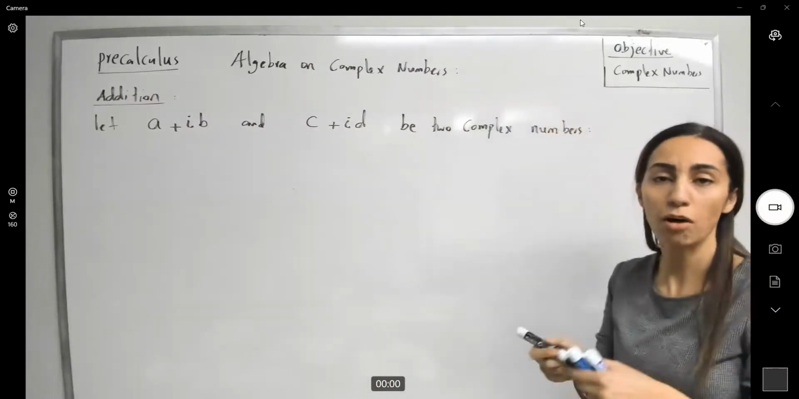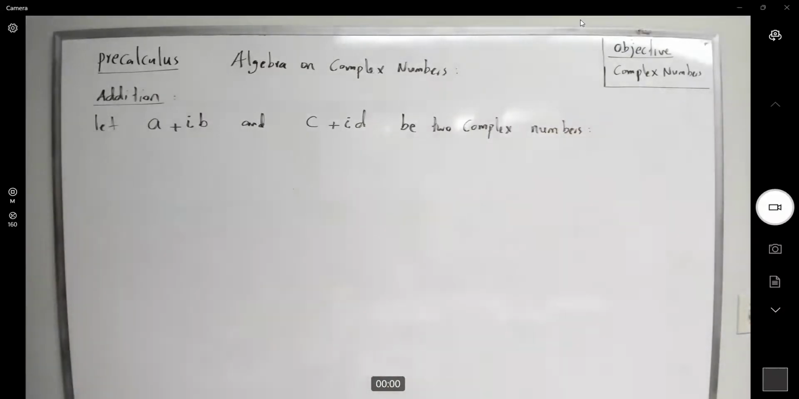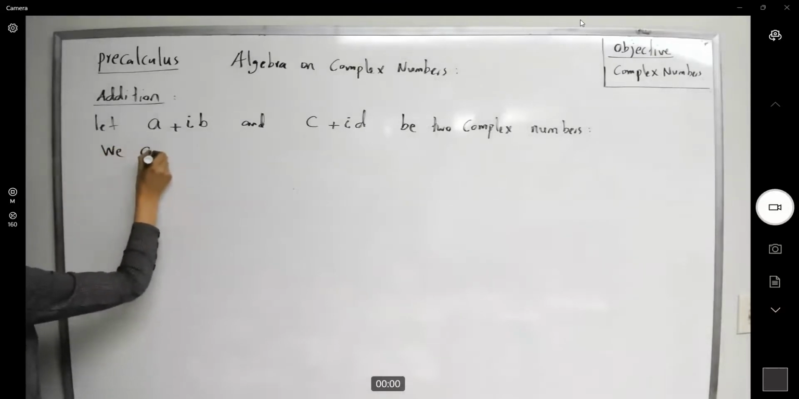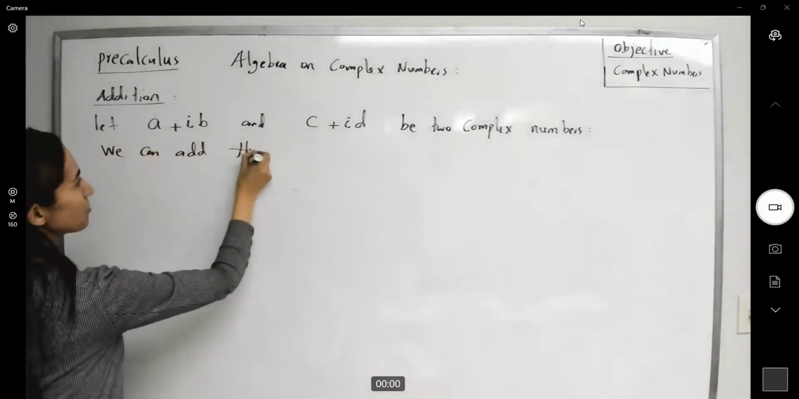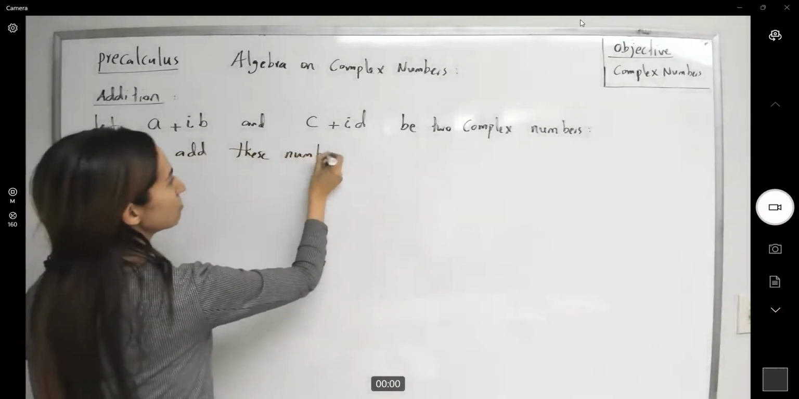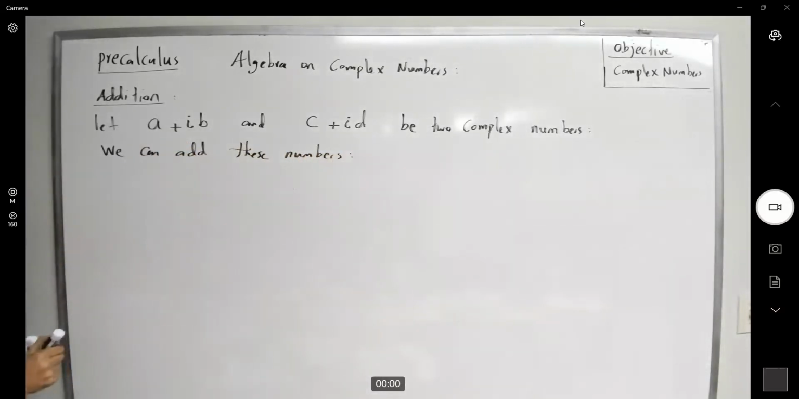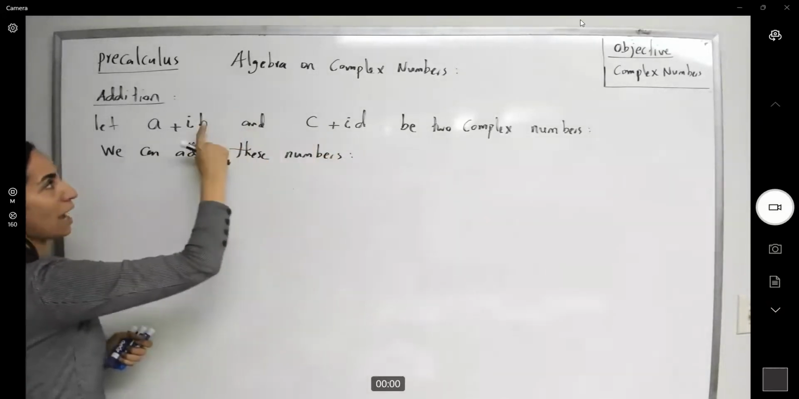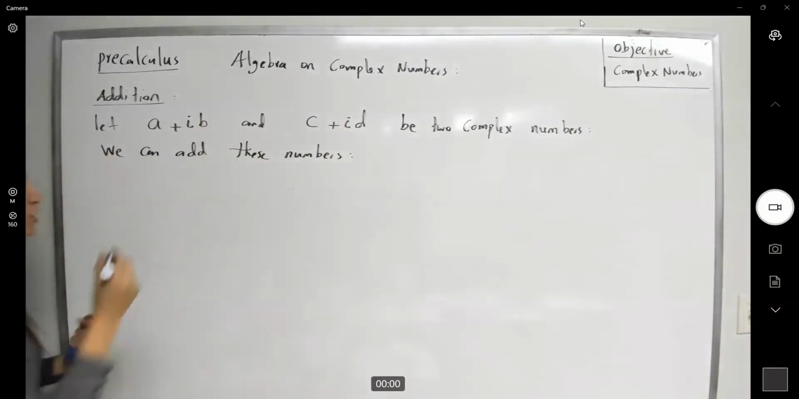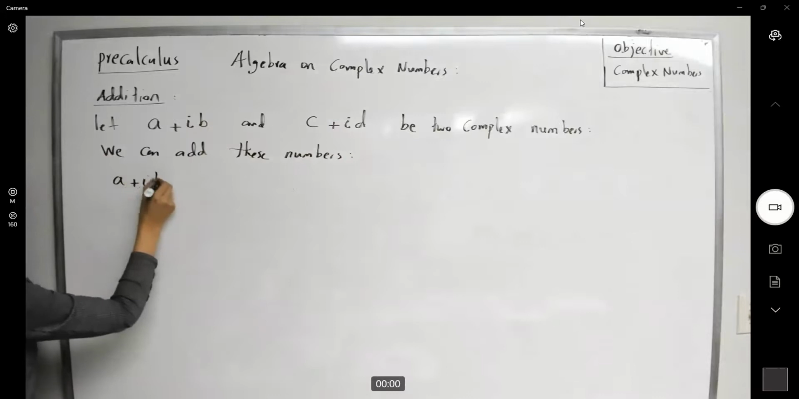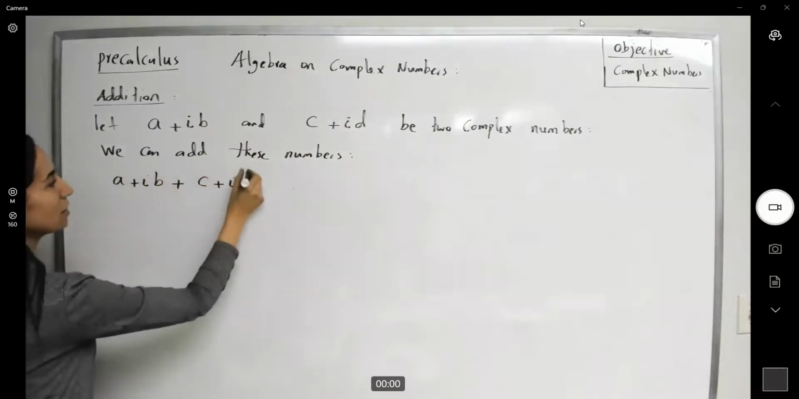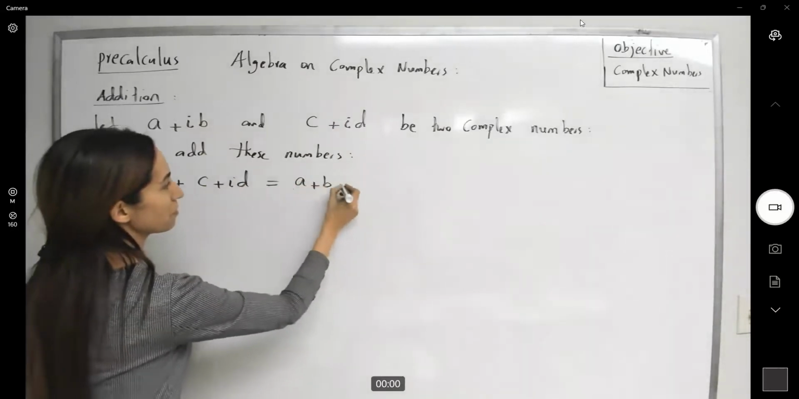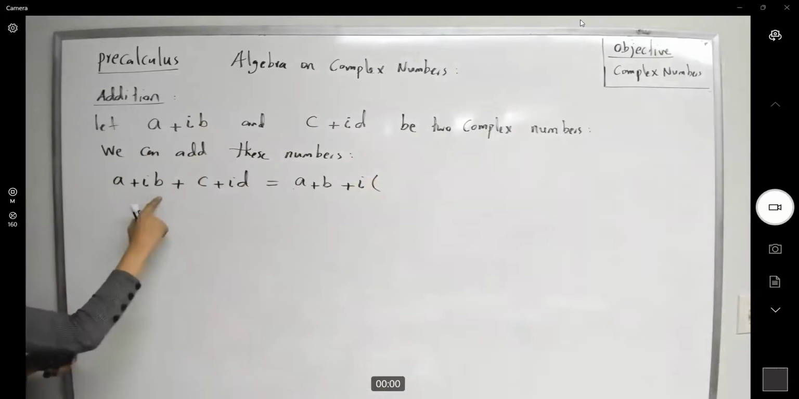Can I add these two? Of course, why not? We can add these numbers. Well, how do we add them? Okay, what you're going to do, you're going to add the real part and you're going to add the imaginary part. So a plus ib plus c plus id is going to be a plus c plus i, parentheses, b plus d.